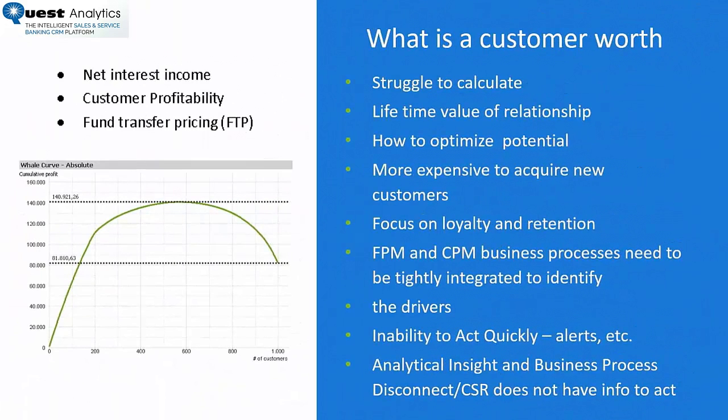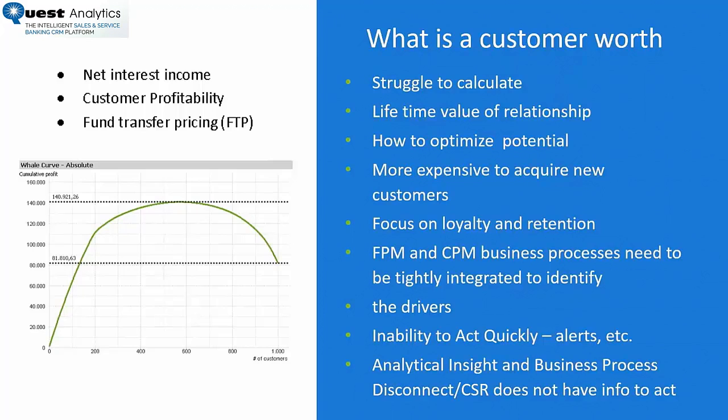A lot of struggles with customer profitability. I'm going to talk to the graph here on the left to make my point. And this is almost across all industries, definitely for banks. So this green line represents cumulative profitability. This branch made $81,810 for the year, for the month, however you want to do it.